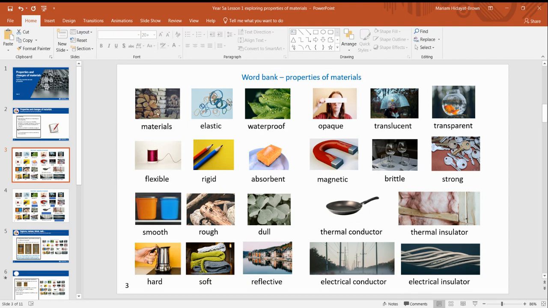So materials are the things that objects are made out of. So, for example, you could have wood, you could have stone, you could have glass, you could have metal. So, it's the substance, if you like, that objects are made out of. And you can describe them in this way.